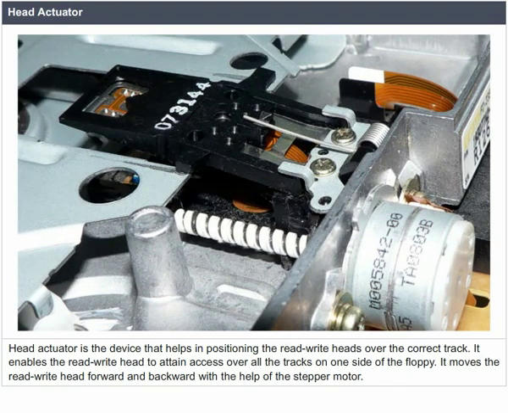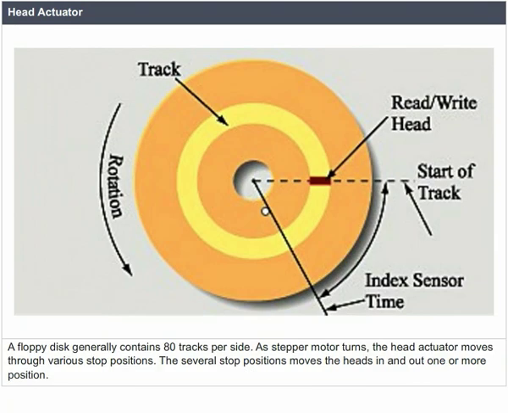Head actuator. Head actuator is a device that helps in positioning the read-write heads over the correct track. It enables the read-write head to attain access over all the tracks on one side of the floppy. It moves the read-write head forward and backward with the help of the stepper motor. A floppy disk generally contains 80 tracks per side. As the stepper motor turns, the head actuator moves through various stop positions. The several stop positions move the heads in and out one or more positions.